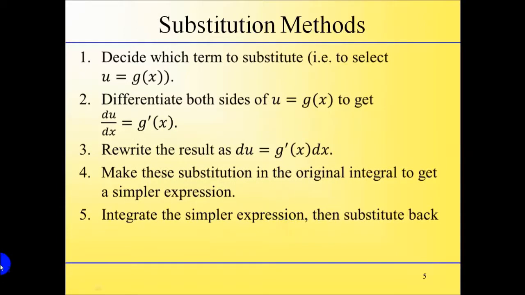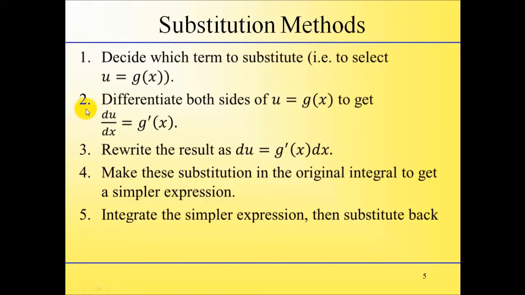So here we have five steps to solve an integral problem using the substitution method. First is decide which term to substitute. So we must select what u is. U is equal to g x. It is up to you, but you must remember, if you want to select u, usually you use the term with the highest degree.